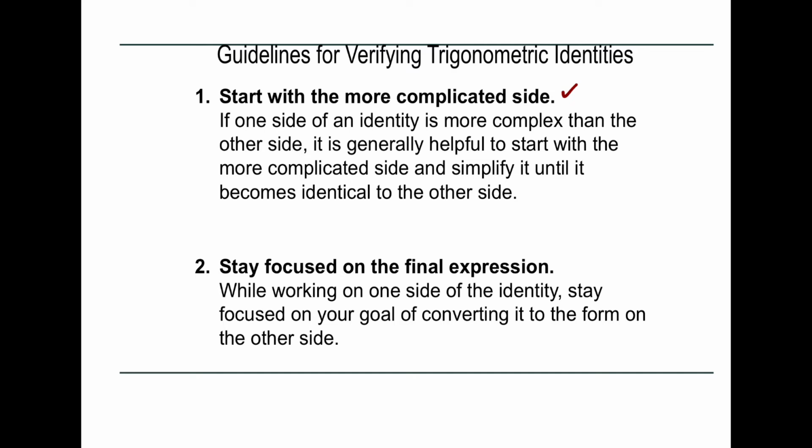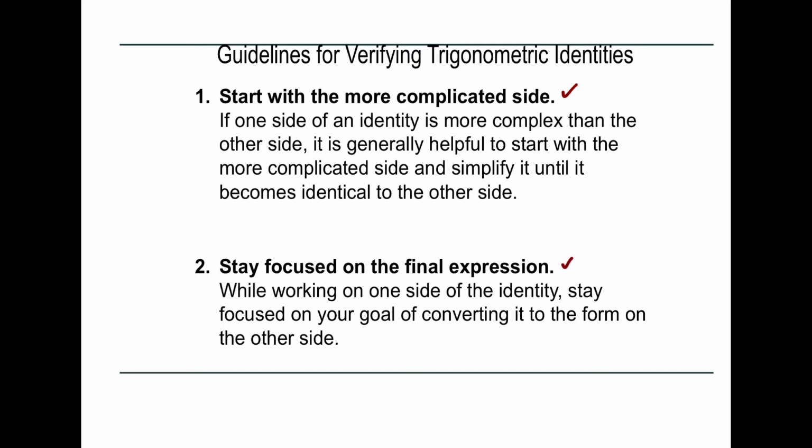So if one side of an identity is more complex than the other side, it's generally helpful to start with the more complicated, simplify it until it becomes identical to the other side. Until, not before. And that just makes more sense. It's easier to simplify something more complicated down to something simpler than it is to work backwards and make something simpler into something more complicated.